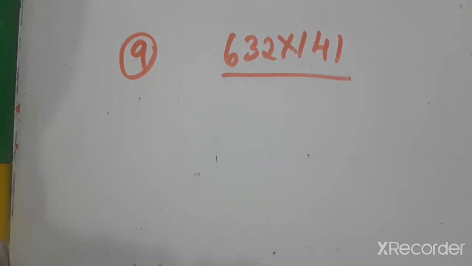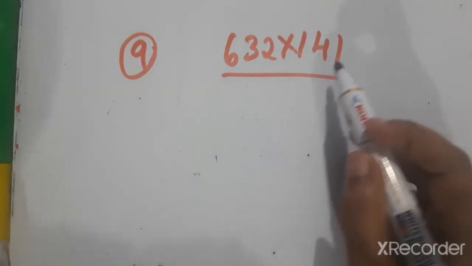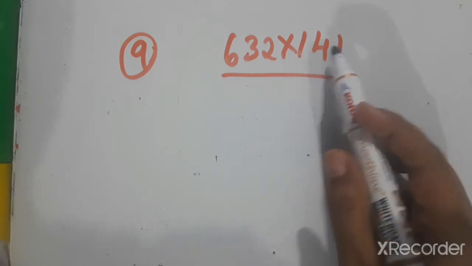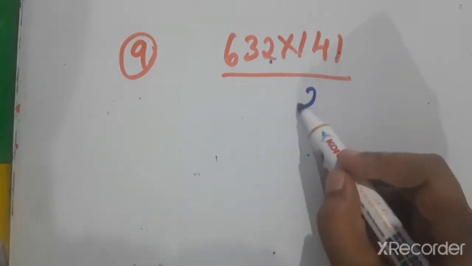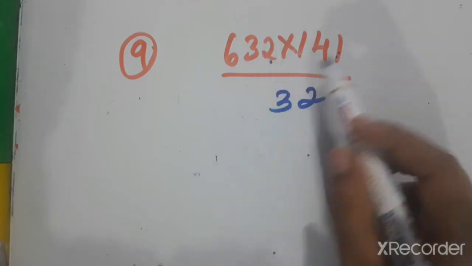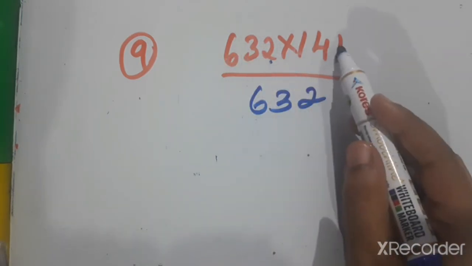Now ninth question, 632 into 141. So first, 1 with each number. 1 into 2, 1 twos are 2. 1 into 3, 1 threes are 3. 1 into 6 is 6. So first line multiplication over.